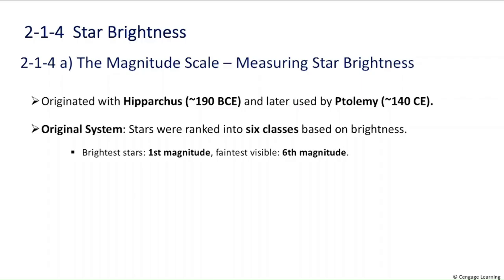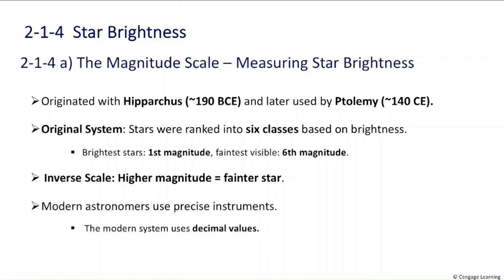Kind of like how we rank hotels. First class means top tier. Now here's the twist. It's backward from what you would expect. A bigger number means a fainter star. So if I say a star is magnitude 6, is it brighter or dim? That's right, it's dim.